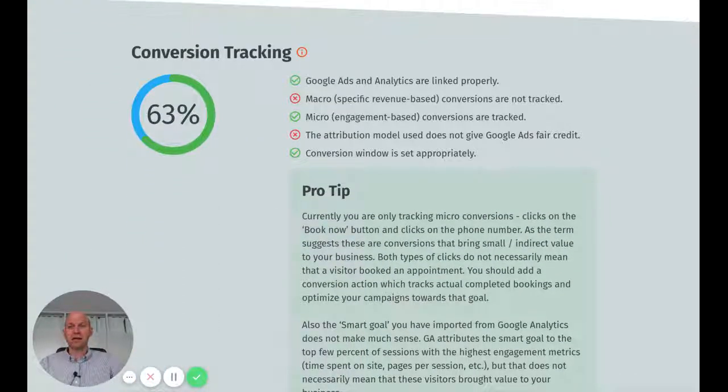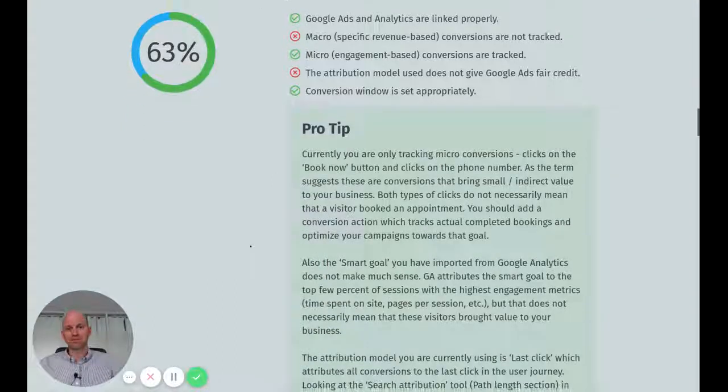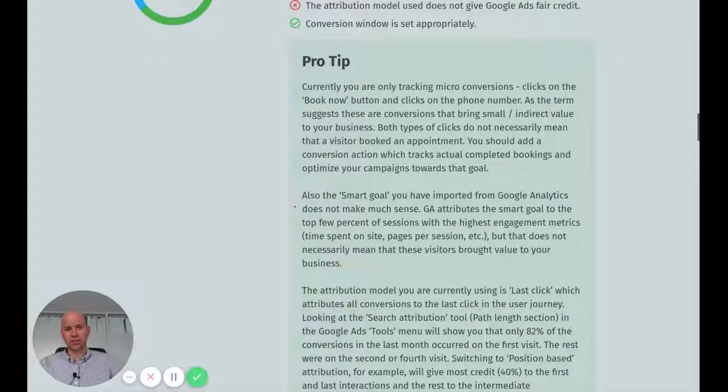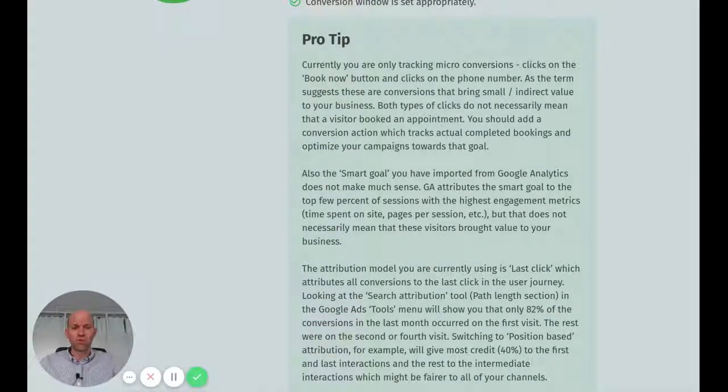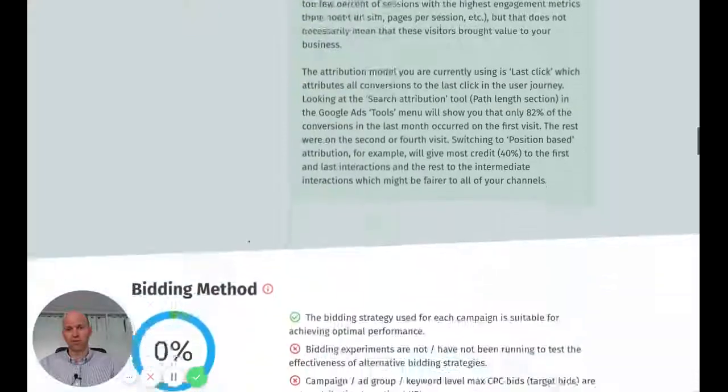Conversion tracking is next, and conversion tracking is the really essential aspect to get right in order to determine that there is positive return on investment from Google Ads. Usually conversion tracking should be sourced from Google Analytics. That means that those two platforms need to be connected. So we have our 5 best practice checks here, and you'll also notice that each section has a pro tip, which is written by the auditor, and it describes what we see in this particular area and what needs to be done to improve it.